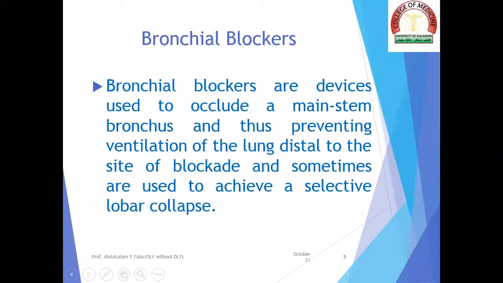What are bronchial blockers? Bronchial blockers are devices used to occlude a mainstem bronchus and thus preventing ventilation of the lung distal to the site of blockage, and sometimes they are used to achieve a selective lobar collapse.